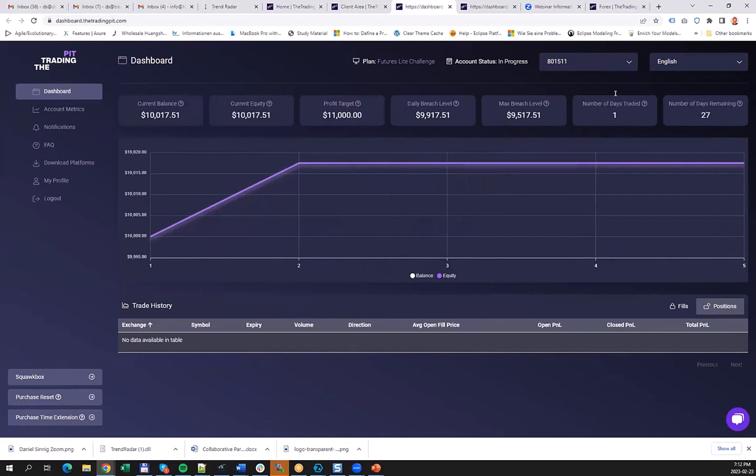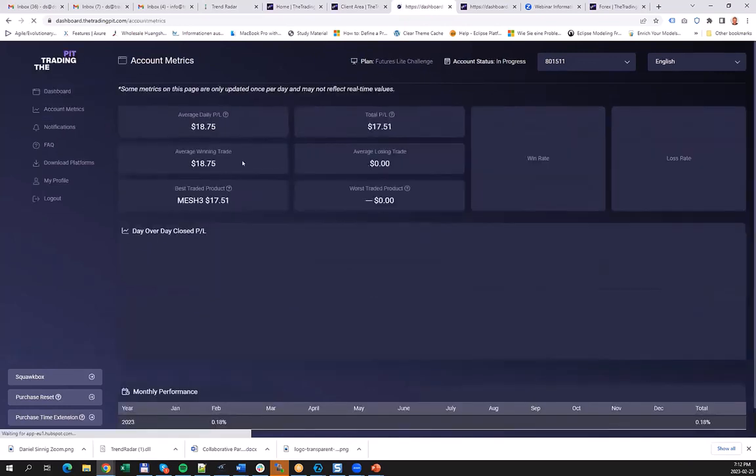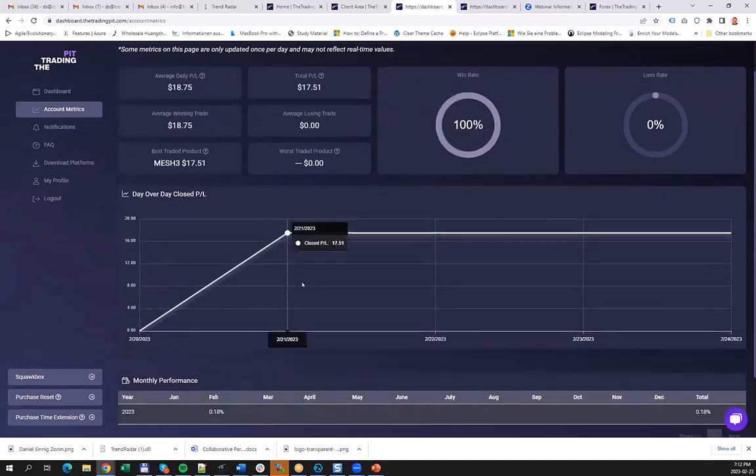How many days have I traded so far? Because all challenges come with a minimum number of days traded. And how many days do I have left to pass this particular challenge? You can see all your fields that you are throughout. You get metrics and so forth. And this dashboard will update in real time.